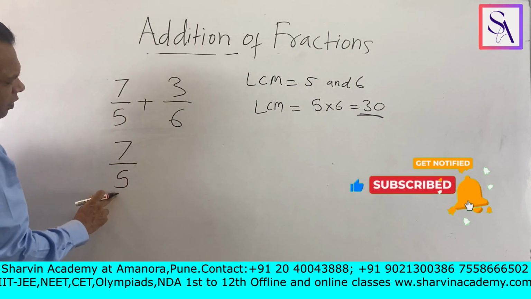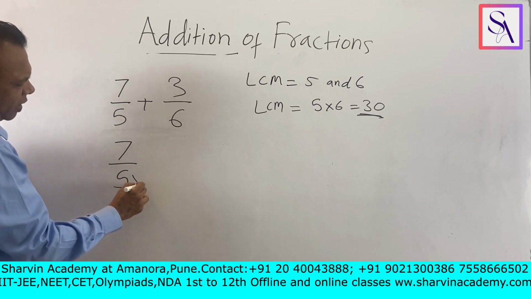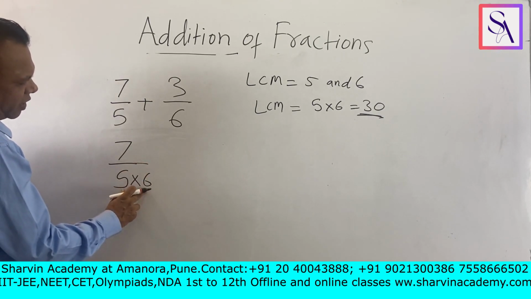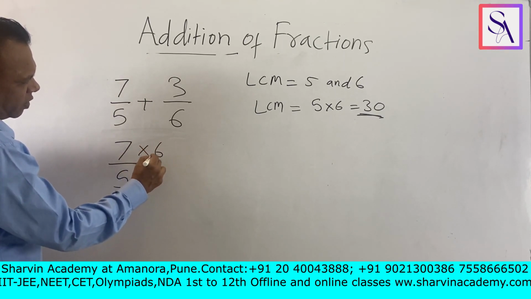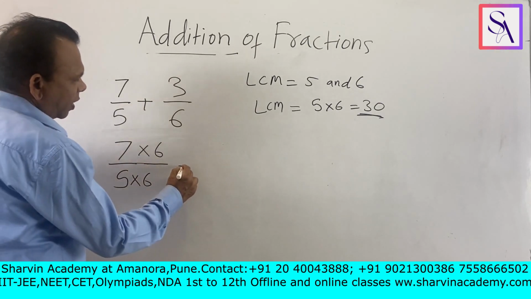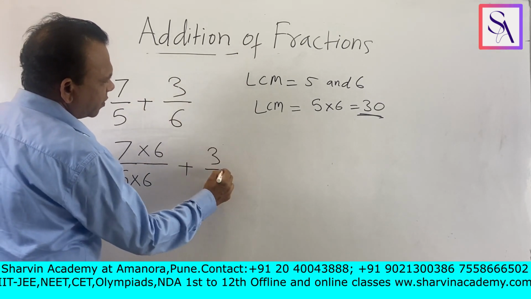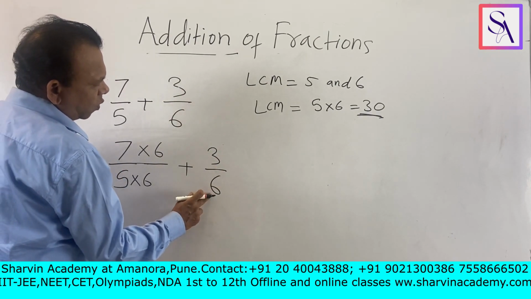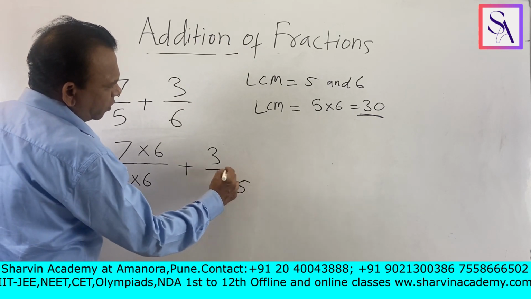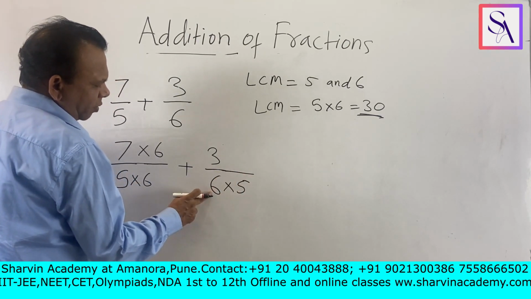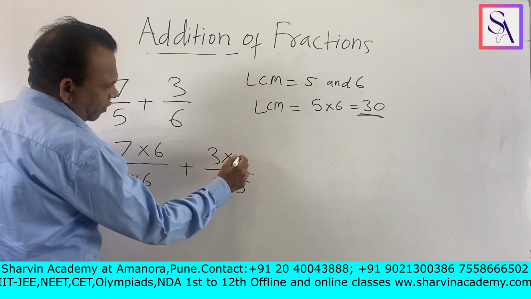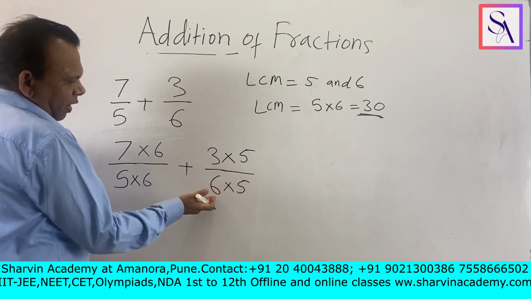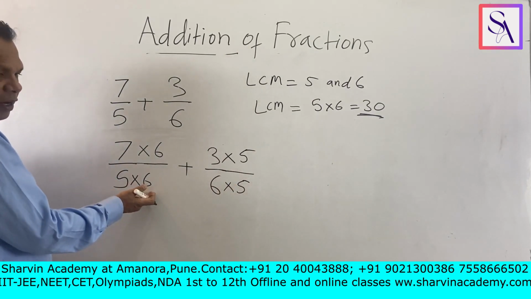7 by 5. For making this denominator 30, I have to multiply this 5 by 6. If I am multiplying this denominator by 6, I have to multiply the numerator by 6 as well, right? Plus 3 by 6. Again, I have to make this denominator 30, so I have to multiply this by 5. If I multiply the denominator by 5, then I have to multiply the numerator by 5 as well. So 5 6s are 30, 5 6s are 30.